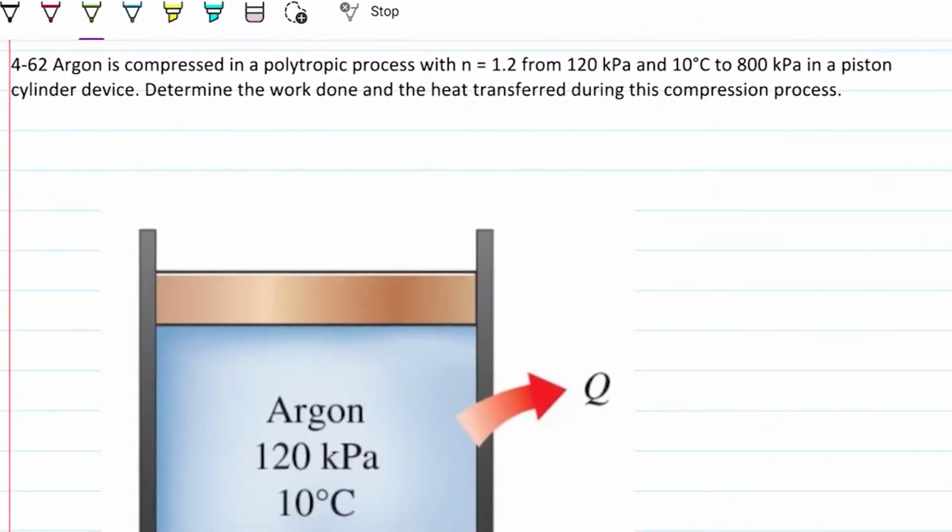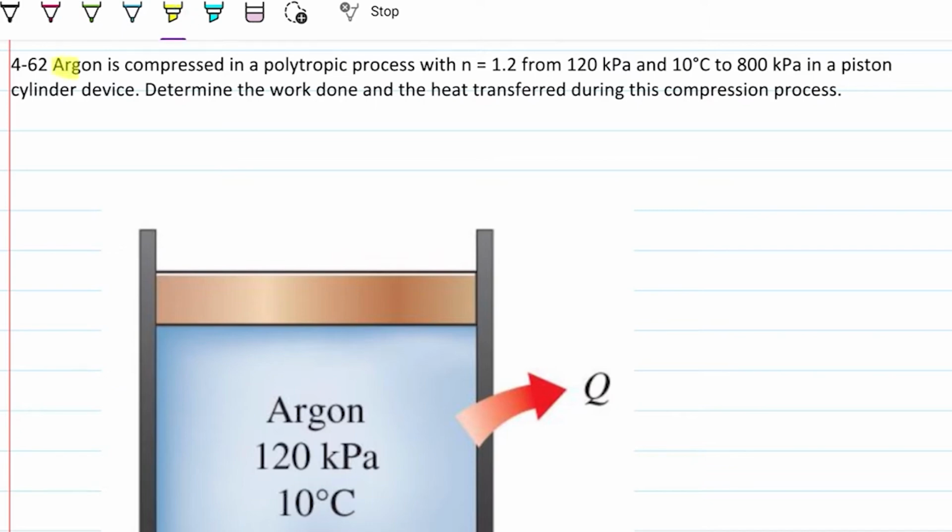4.62. Argon is compressed in a polytropic process with n equals 1.2 from 120 kilopascals and 10 degrees Celsius to 800 kilopascals in a piston-cylinder device. Determine the work done and the heat transferred during this compression process. So lots of good information in the beginning, right?